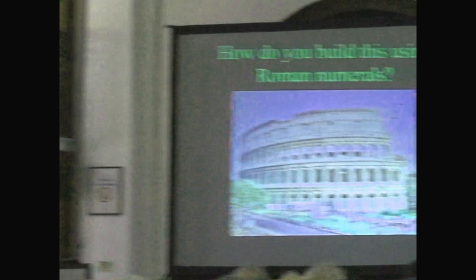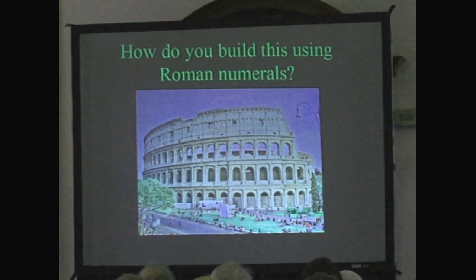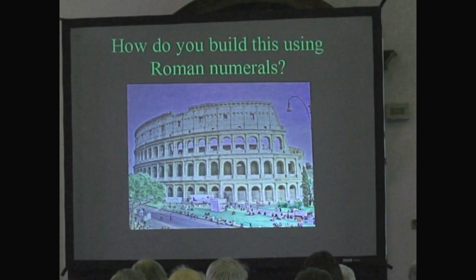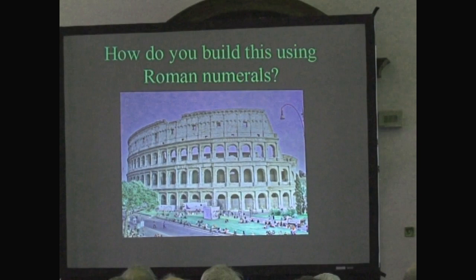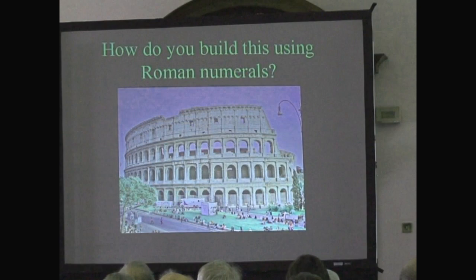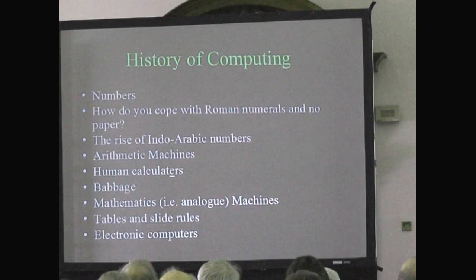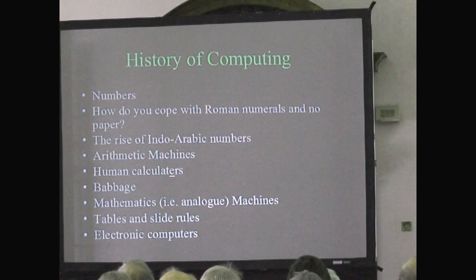Wrong button. The thing that started this was thinking about how you design and build Roman buildings without knowing the value of pi or being able to calculate with Roman numerals, because they're obviously quite impossible to calculate with. As it turns out, you don't need to, but it's all done with geometry, but that's a different story altogether. Okay, so how do we cope with Roman numerals and so on? We've got no paper, so we can't do laborious hand calculations with Roman numerals.